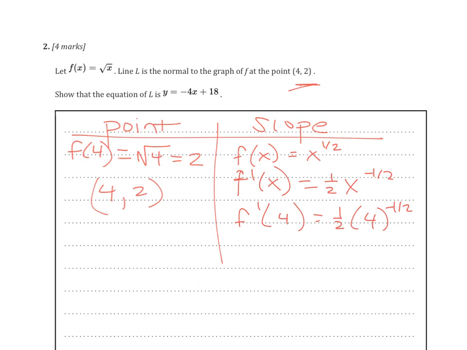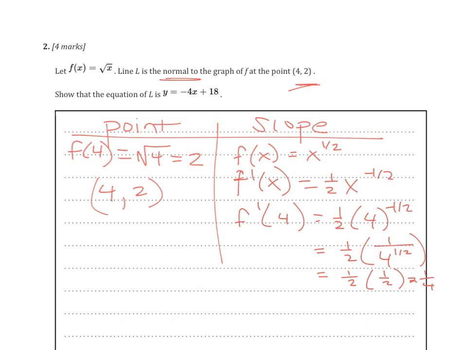Saying 4 to the negative 1/2 would be the same as saying 1/4 to the positive 1/2, which we know would be the square root of 1/4, which is 1/2. So we end up with 1/2 times 1/2, which is 1/4. Okay, and when we do that, we have to double check because we are not trying to find the tangent, we're trying to find the normal. So what we just found is the slope of the tangent line.